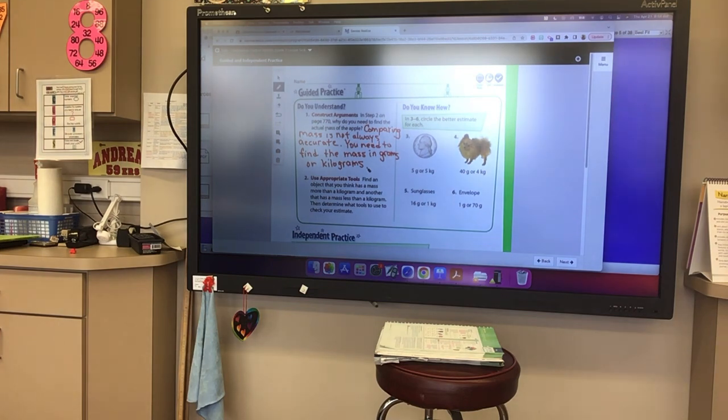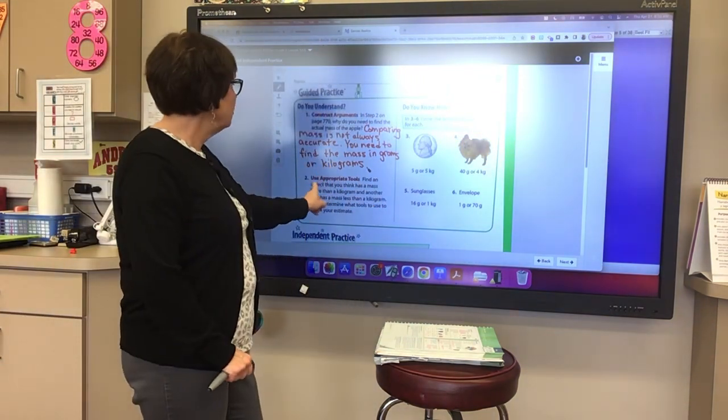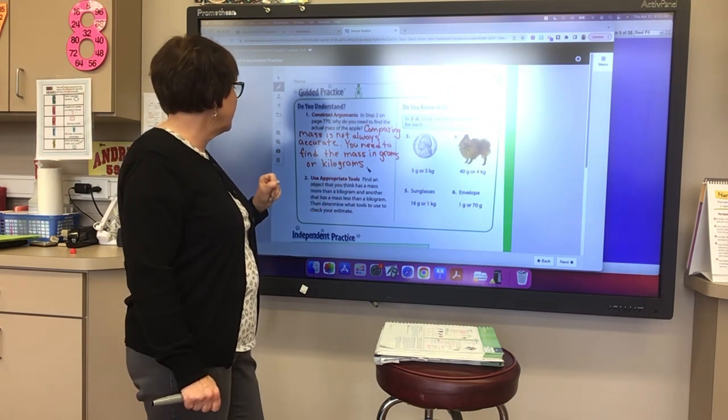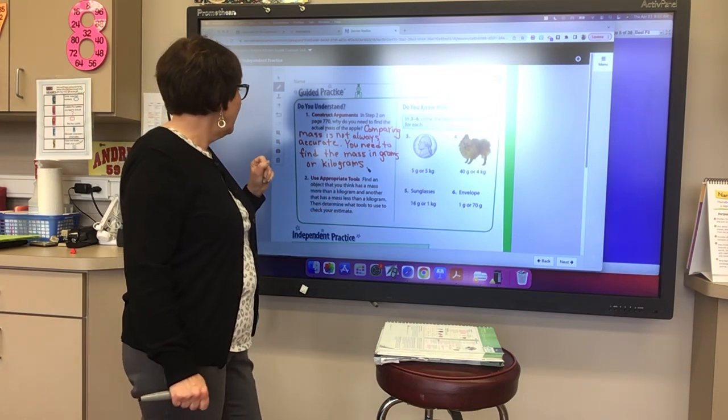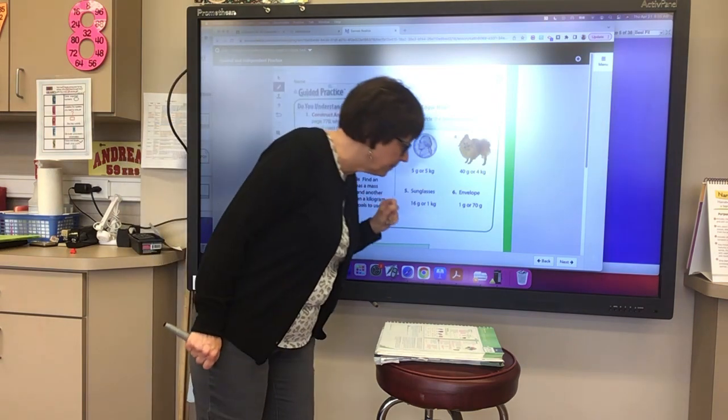Now, let's look at our next question, boys and girls. Our next question says, use appropriate tools. It says, find an object that you think has a mass more than a kilogram and another that has mass less than a kilogram. Then determine what tools to use to check your estimate. Okay?